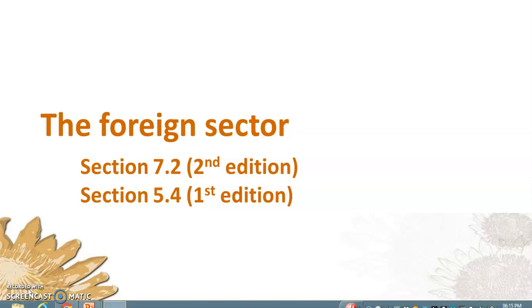We now continue with part 4 of the slides. We are on slide 16. We will now introduce the foreign sector, thus making our Keynesian model a four-sector model. Please refer to section 7.2 in the second edition of the Understanding Macroeconomics textbook. For those using the first edition, please refer to section 5.4.